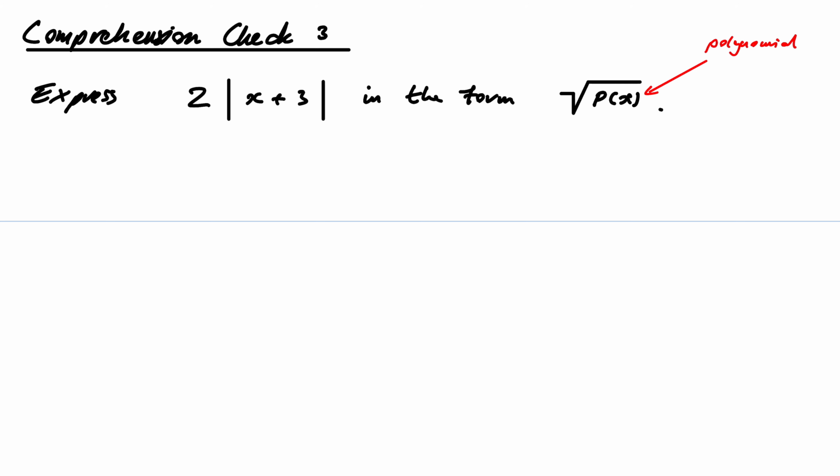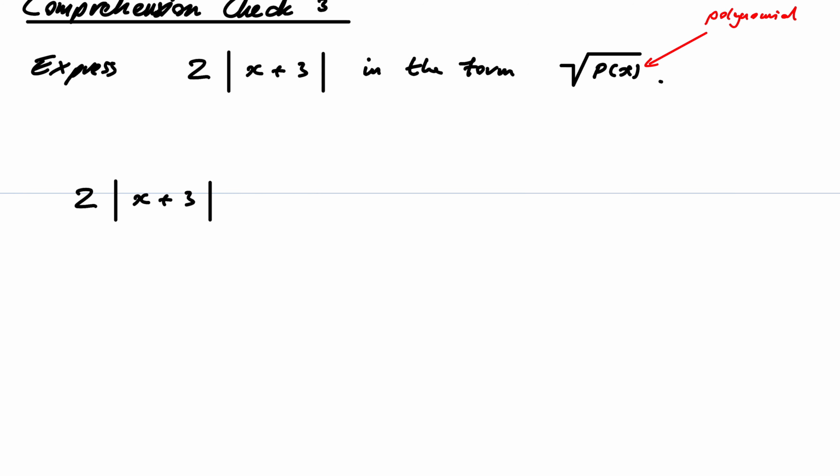Okay, so let's try and manipulate this expression on the left to put it in the form of a square root of a polynomial expression in x. So to do this, what am I going to have to do? Well, I do know how square roots are related to absolute values. So let's just take a moment to think about how I could possibly do this.